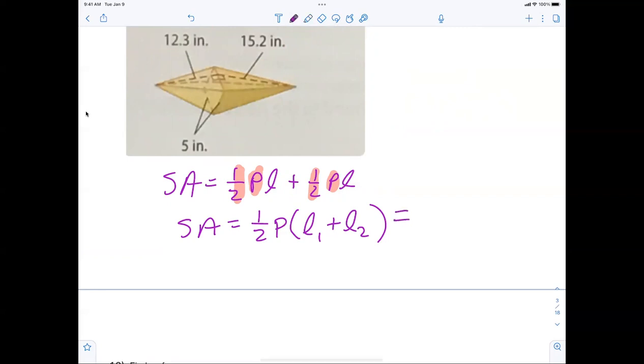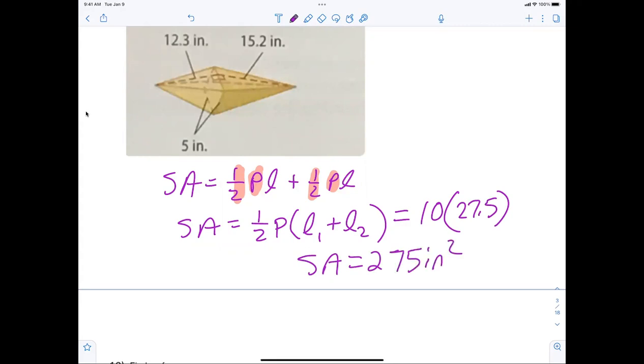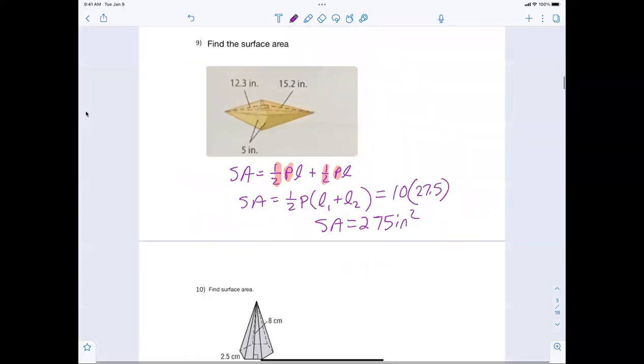All right. So what's half the perimeter? 10. What's the sum of the slant heights? Thank you. So the surface area is just what? 275 inches squared. Everybody good with that? All right, that was a good one.